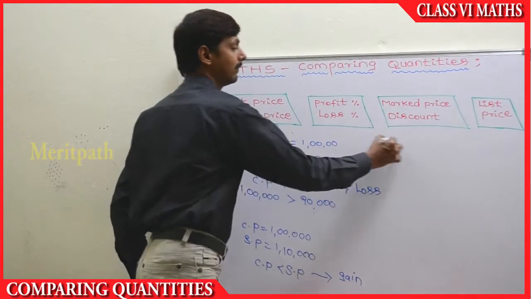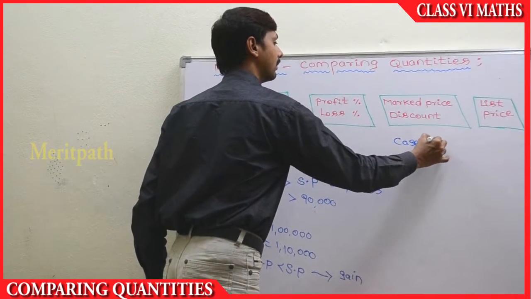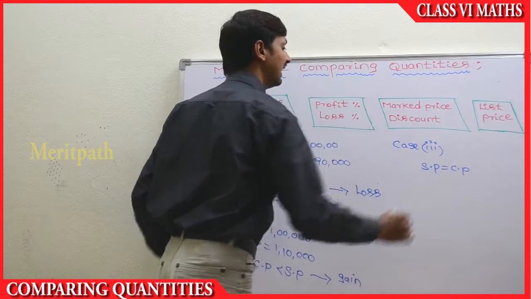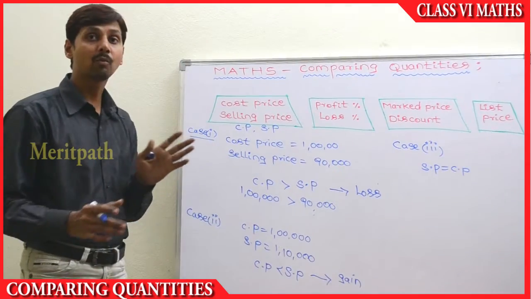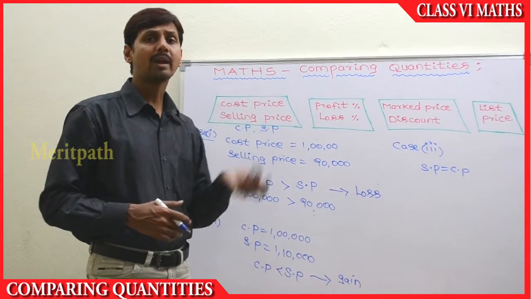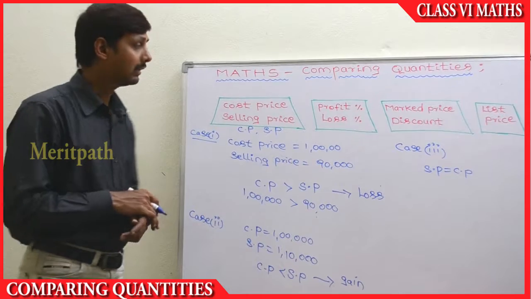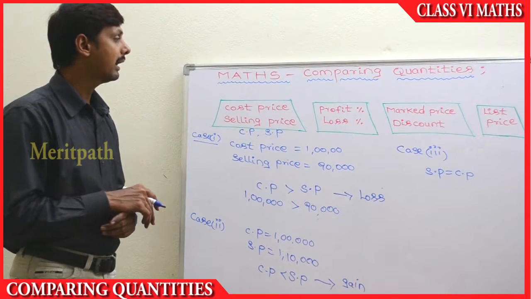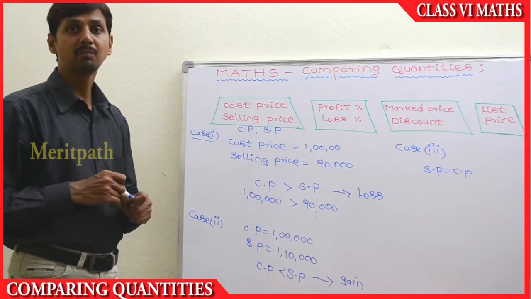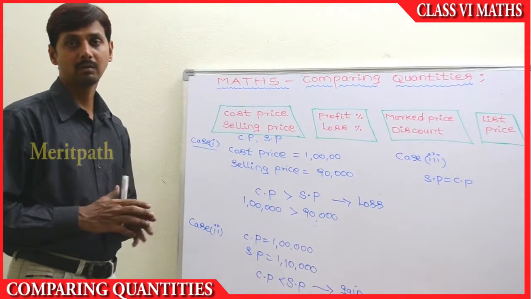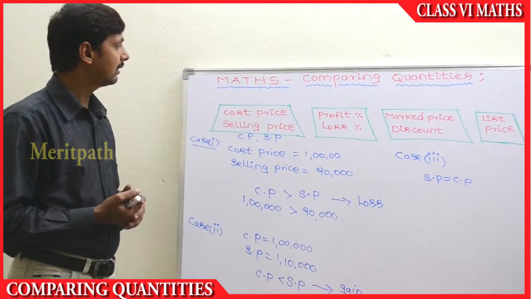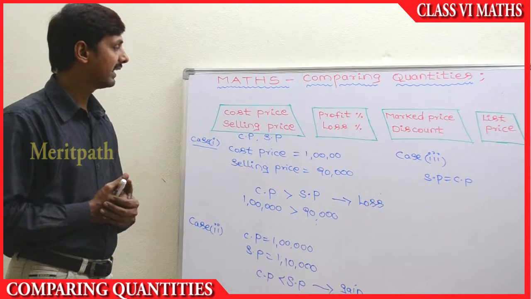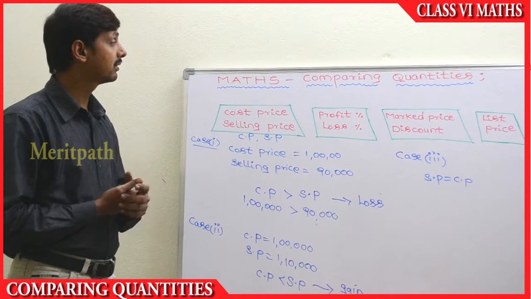And sometimes case 3, which we have discussed earlier: selling price and cost price are the same. The cost price is 1 lakh rupees and we have also sold it for 1 lakh rupees, both are the same, so we call this no gain or no loss, neither gain nor loss. These 3 cases will happen when we purchase something or do business. So this is the concept of cost price and selling price. We have the formula, and we'll go to the next concept, that is profit percent and loss percent.